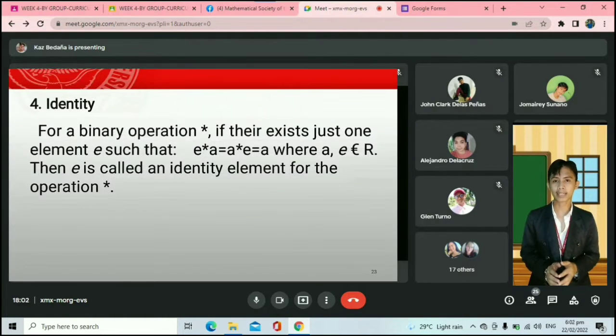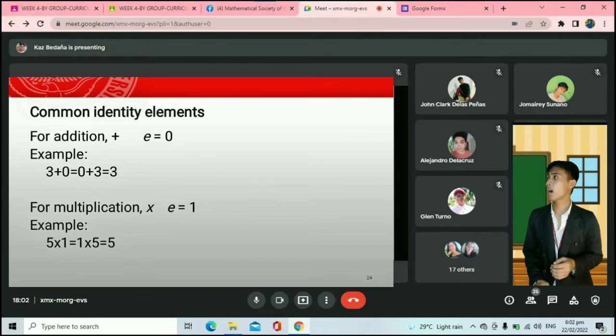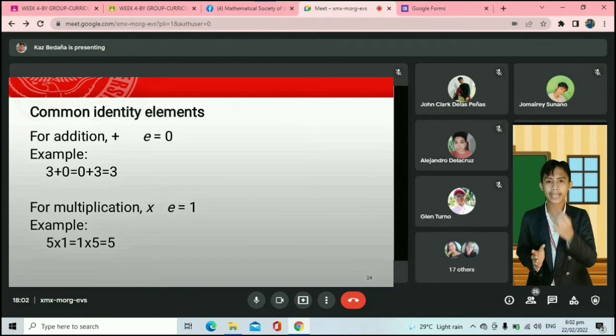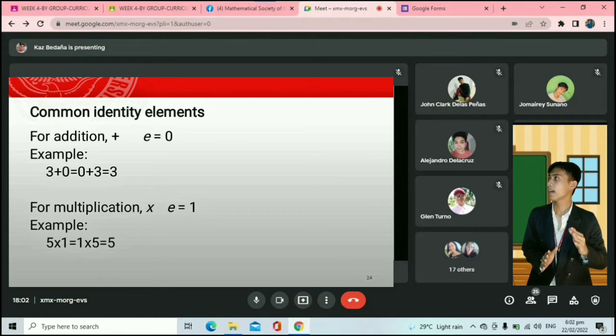Now we have the identity. For a binary operation asterisk, if there exists just one element E such that E asterisk a is equal to a asterisk E is equal to a, where a is an element of R, then E is called an identity element for the operation asterisk. We must always remember that the identity element for addition is 0 and for multiplication is 1.